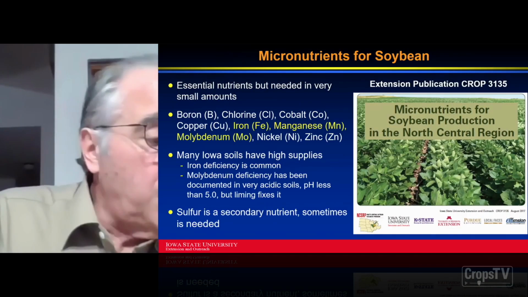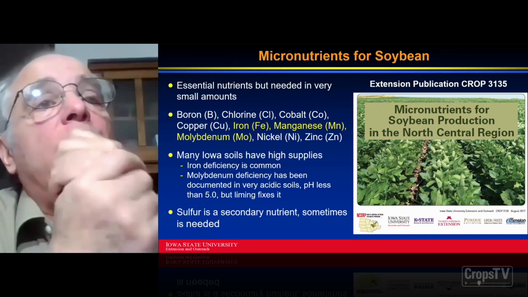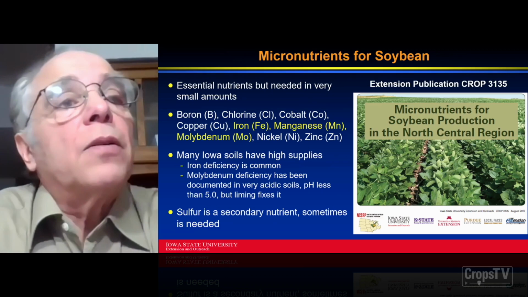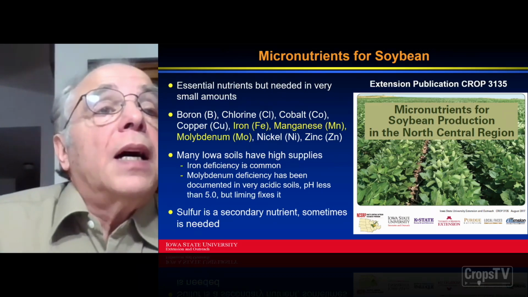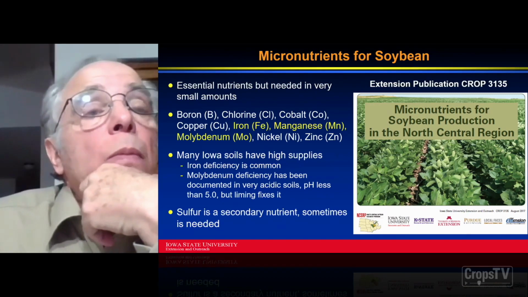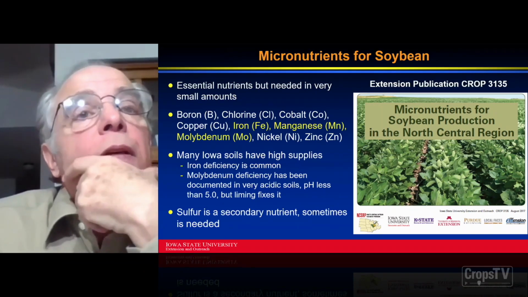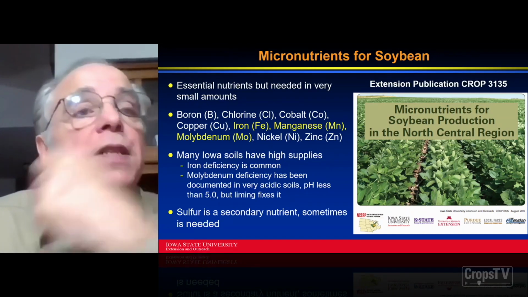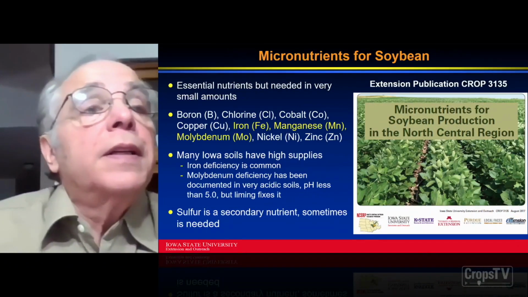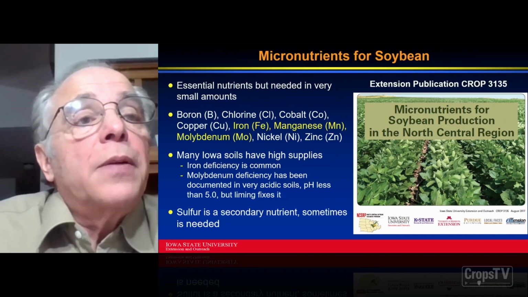Okay, now switching to micronutrients. I just put here a list of the micronutrients on the left and the abbreviations that we normally use. And I put in yellow the nutrients for which soybean is particularly more sensitive than corn. It is iron, manganese, and molybdenum, okay?